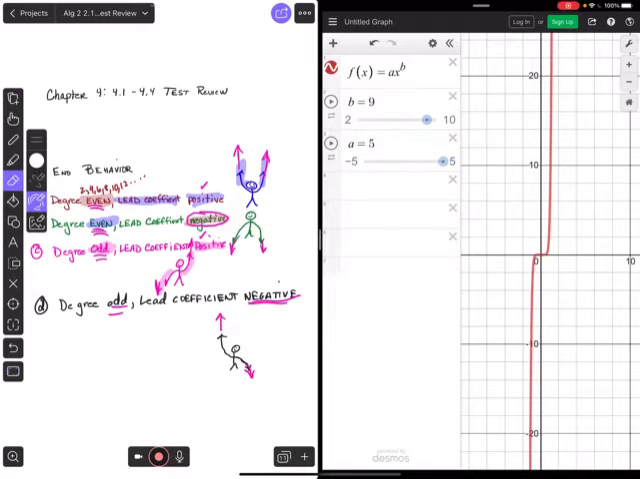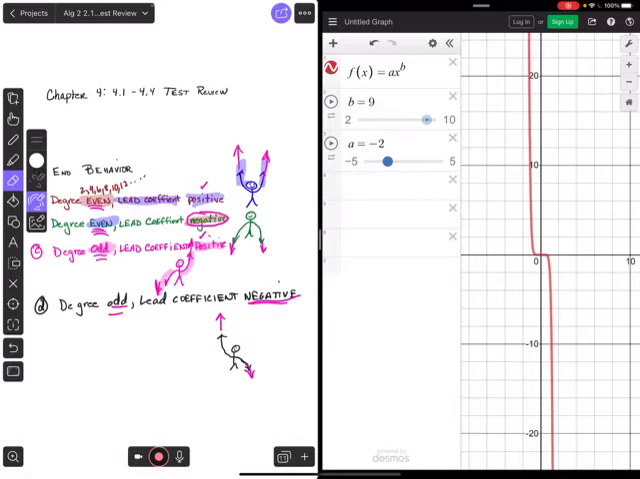Let's see if we can get it to flip now. I want the right-hand side to go down first. Okay, that takes a negative lead coefficient. So there we go. Lead coefficient is negative. Now the right-hand side goes down first. And left-hand side has to do the opposite because my exponent is 9. That's odd. As soon as I change my exponent to 10, now they both do the same thing because it's even. Odd, they do opposite things.